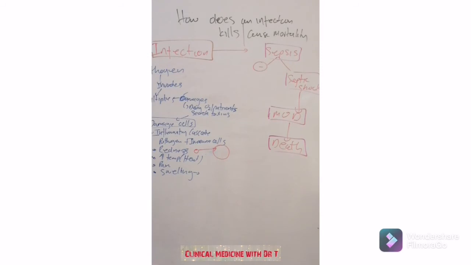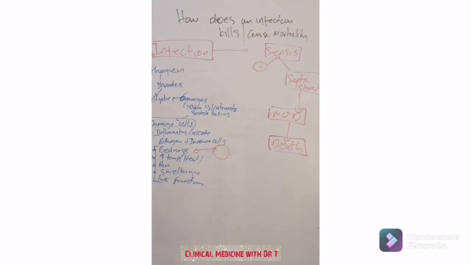And then you get a loss of function. The reason why people get a loss of function because of an infection is because of the swelling and also because of the pain. So these are called the cardinal signs, the cardinal signs of inflammation. Right?